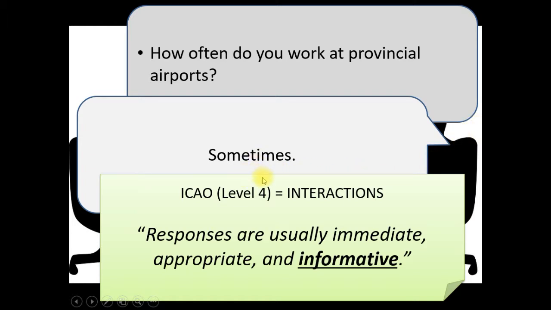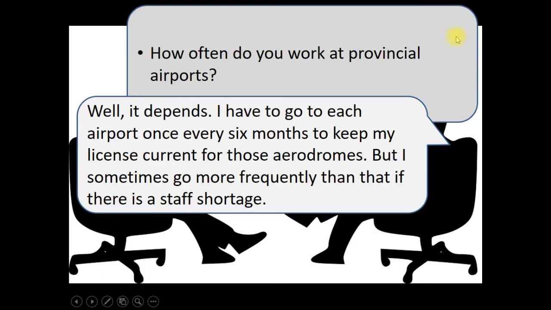In order to get level 4 for interactions, your responses need to be immediate, appropriate, and informative, which means giving lots of information. This is not an informative response. This response would be much more informative. How often do you work at provincial airports?